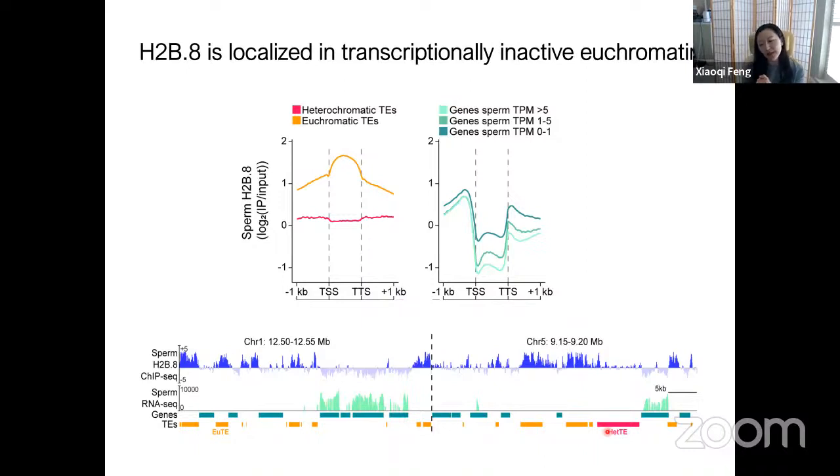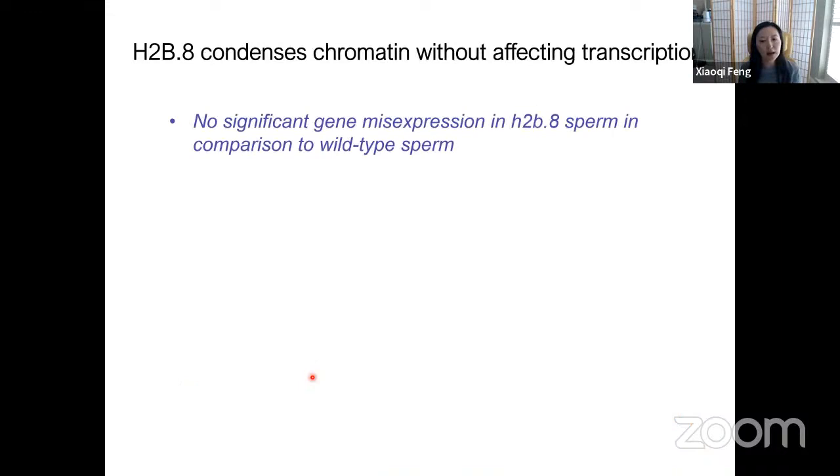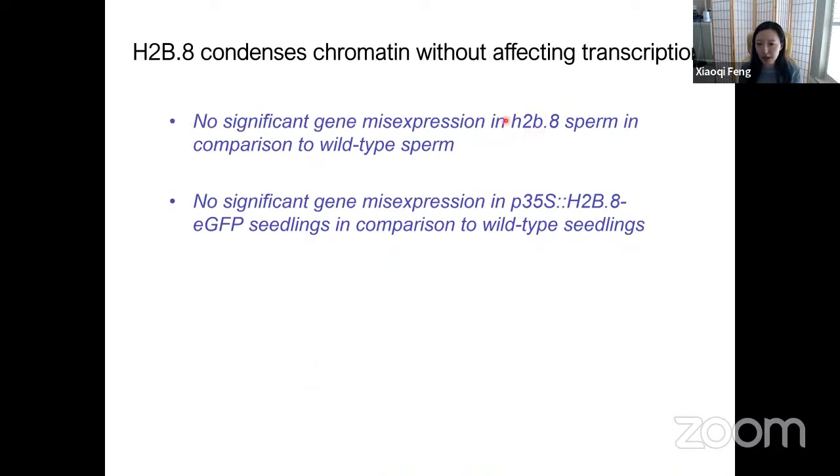So this interesting association between H2B.8 and transcription could arise via two possibilities. One is that H2B.8 simply suppresses transcription, or it could be the other way around: H2B.8 is excluded from transcribed regions. So to test these hypotheses, we first examined whether H2B.8 mutation or H2B.8 ectopic expression would affect transcription in the sperm or seedlings, respectively. And as a result, we did not observe any significant gene misregulation.